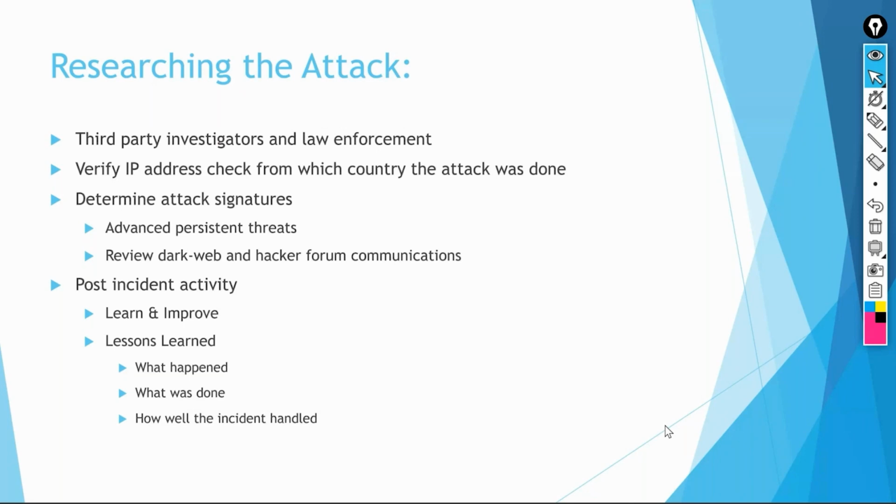So what happened, what was done, how well the incident was handled, and what the incident management team could have done to prevent this incident from occurring. All these are the post incident activities which can happen after you research the attack.